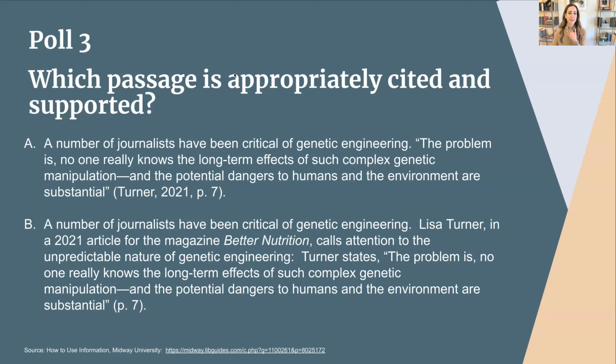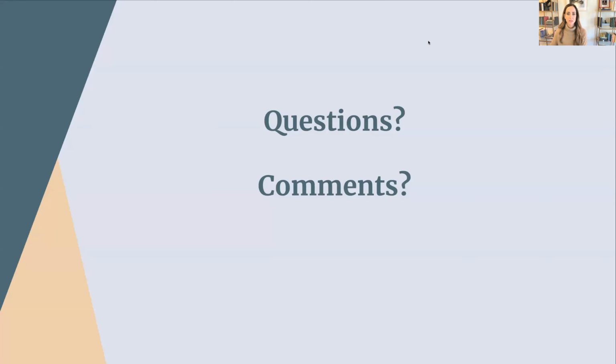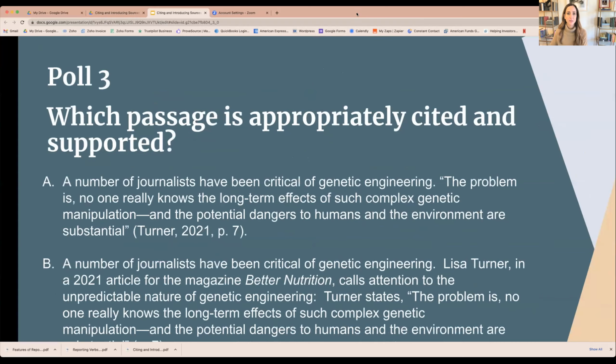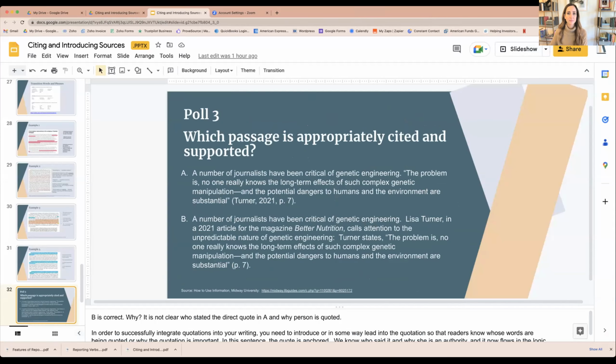This is just my attempt to pull this all together in a poll. So I would just love to hear from you. Look these over and tell me which passage is appropriately cited and supported based off of what we've discussed today. I'm going to launch the poll so that you can comment. Hold on, I'm going to stop sharing. I'm going to launch it so you can read it in the actual poll itself. Okay.